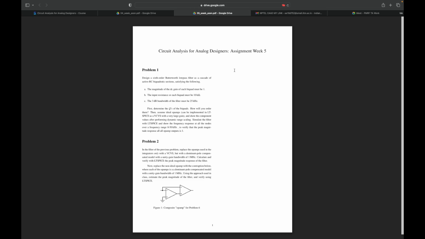Within 0 to 50 kilohertz frequency range only we have to plot, right, sir? Overall, you should achieve a dynamic range where all the peaks... So dynamic range scaling is that all the peaks of the frequency response at each node should go to 0 dB. That's how you have to achieve the dynamic range scaling. We will do this question here.